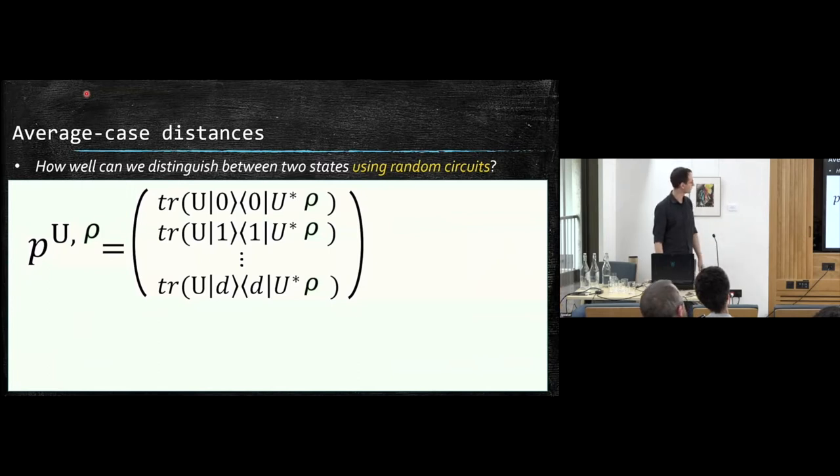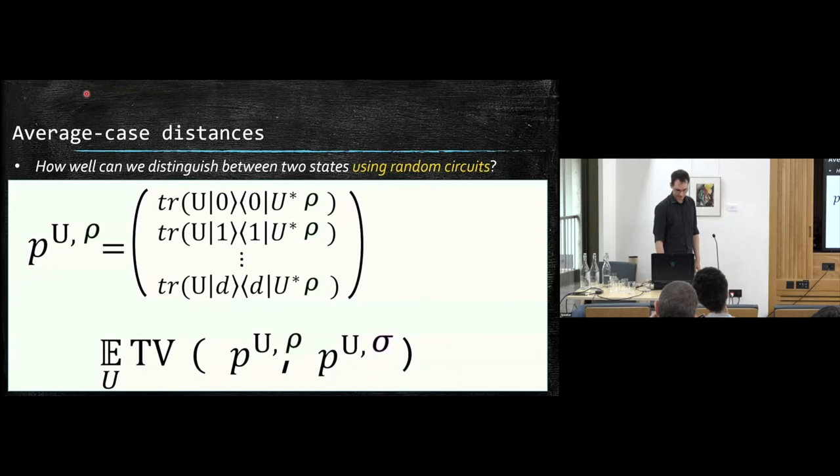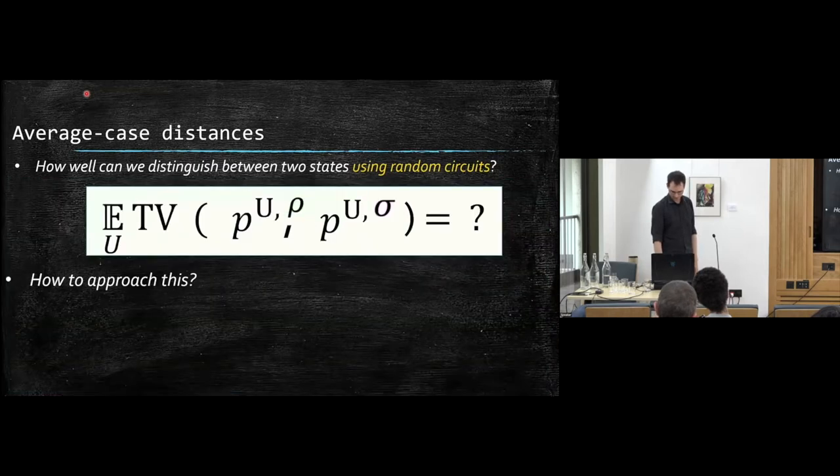Basically, we can just play the same game again. This is a probability vector that we can sample from, and we also sample over those unitaries. Then what we can consider is the average total variation distance over those unitaries, as opposed to the maximization that was previously there. And the question is how one can calculate this.